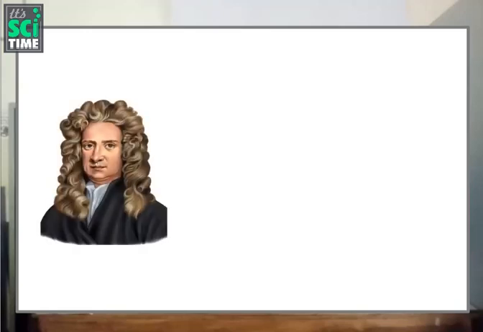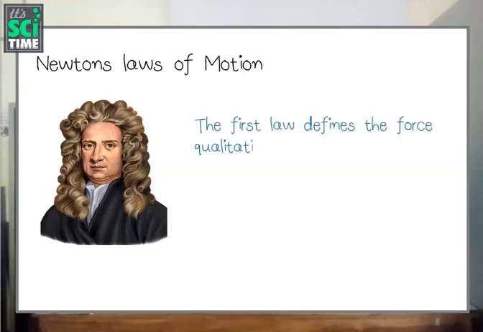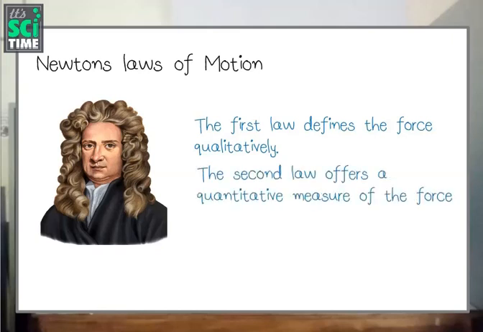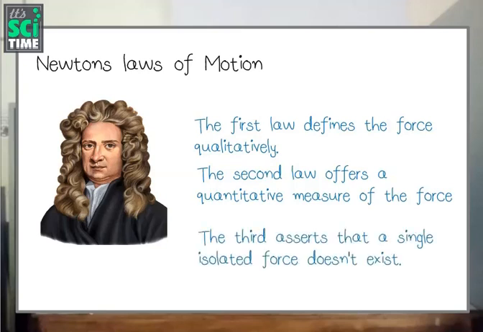Then Newton formulated three statements on force. Newton's laws of motion are three physical laws that together laid the foundation for classical mechanics. They describe the relationship between a body and the force acting upon it, and its motion in response to those forces. More precisely, the first law defines the force quantitatively. The second law offers a quantitative measure of the force, and the third asserts that a single isolated force doesn't exist.